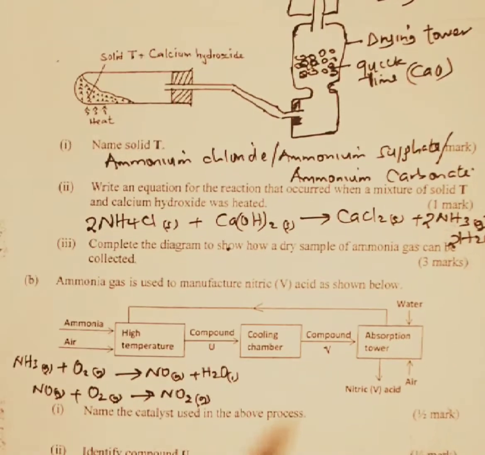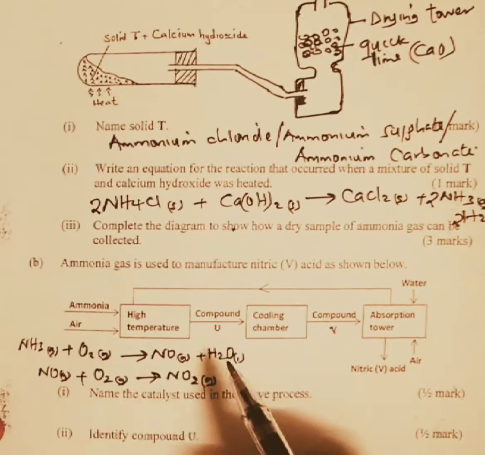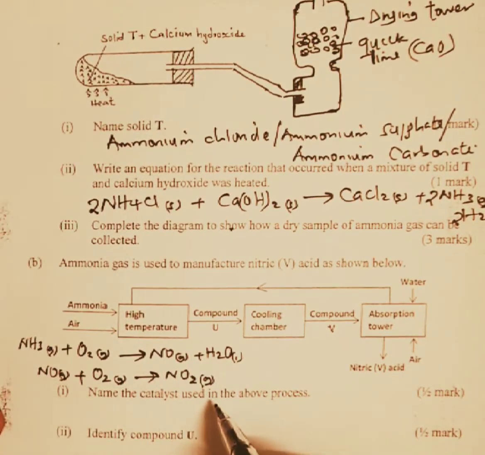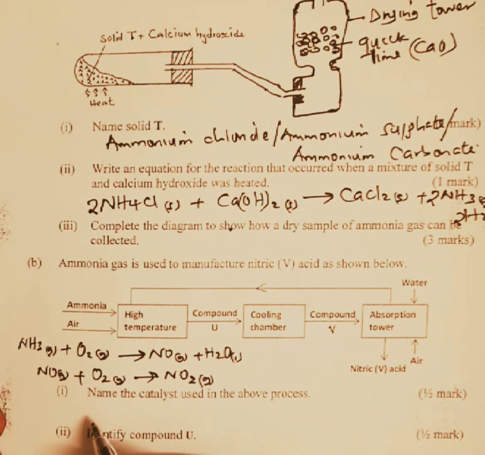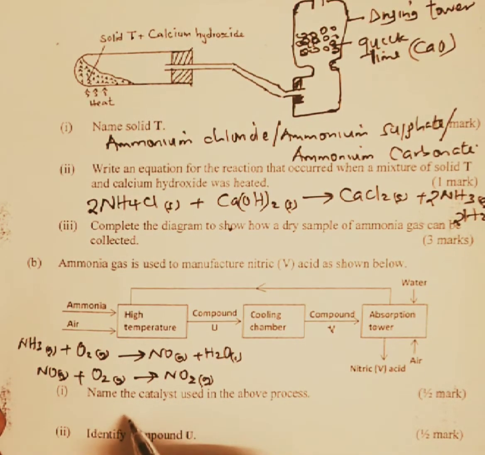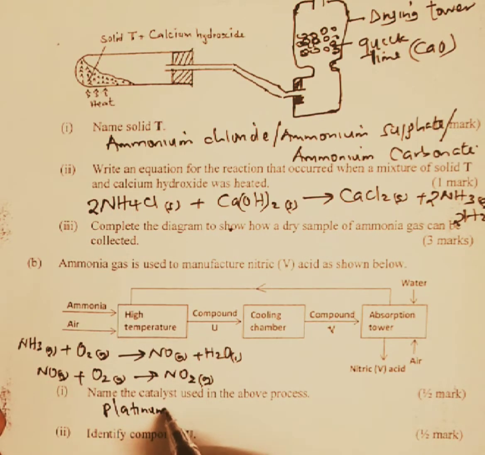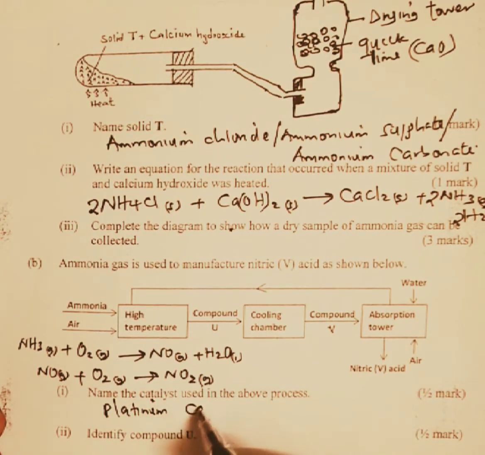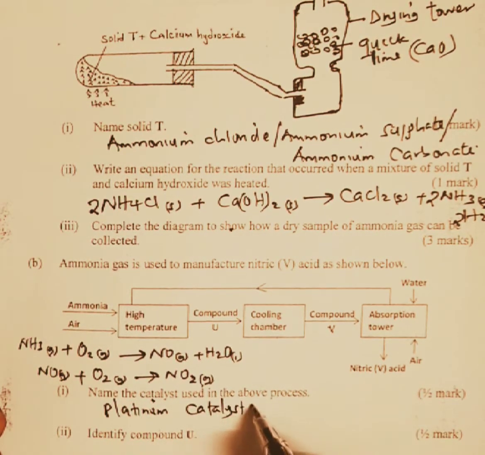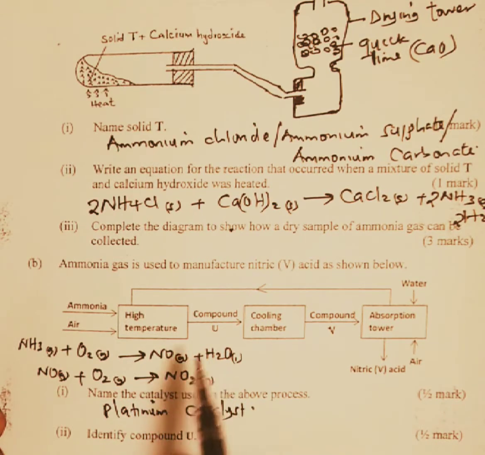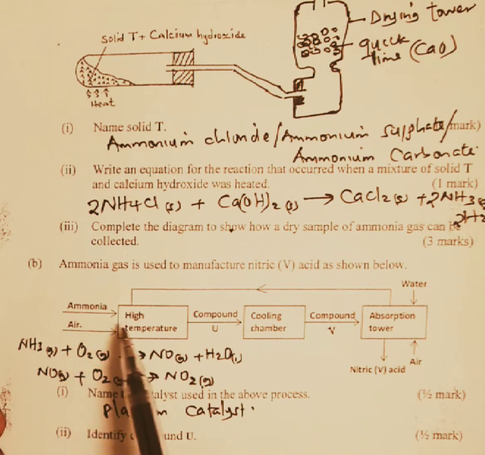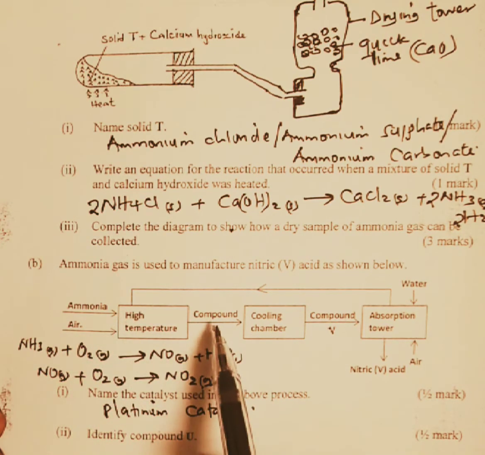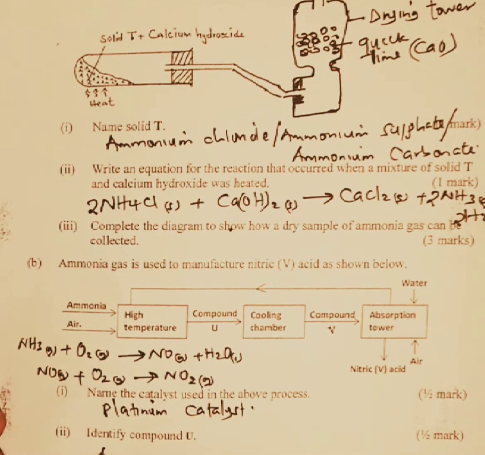Let us look at the questions. Name the catalyst used in the above process. The catalyst used in the industrial manufacture of nitric acid is platinum. Platinum catalyst. Identify compound U: when we react ammonia and air in the presence of platinum catalyst, we get nitrogen(II) oxide.